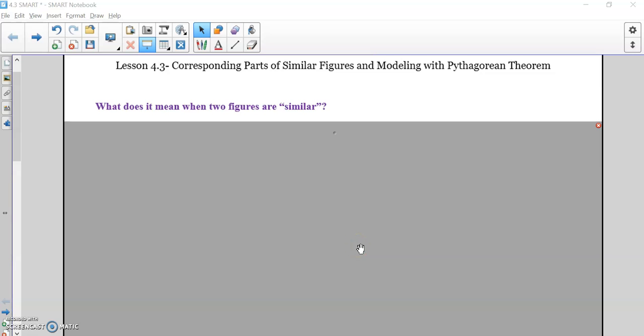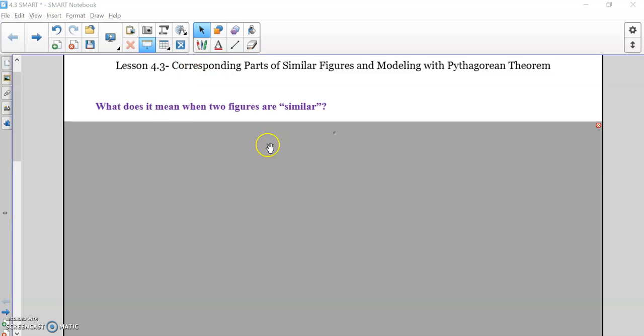Hey guys, today we have lesson 4.3 in which we're going to talk about corresponding parts of similar figures, how that relates to dilations, and then also modeling with the Pythagorean theorem. These are a few things that are pretty implied already in what we've been doing, but I thought I'd just address them specifically in case there are any gaps in our understanding.